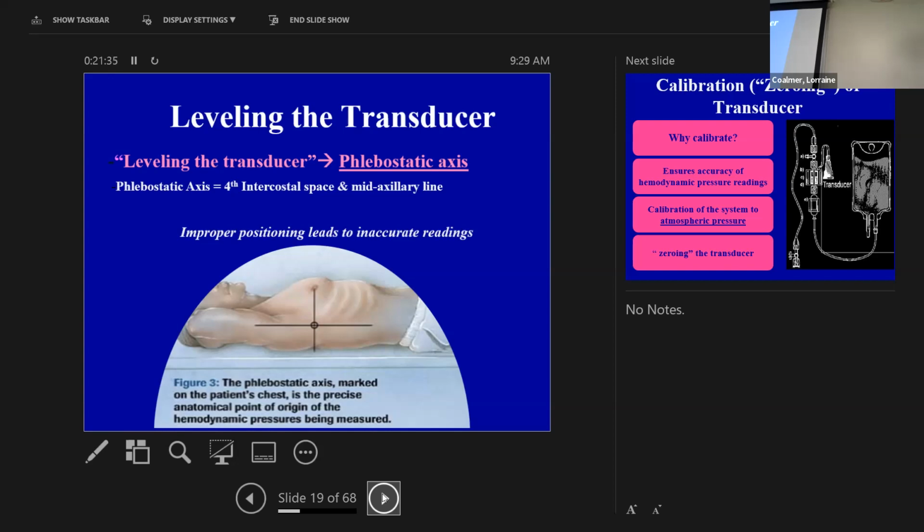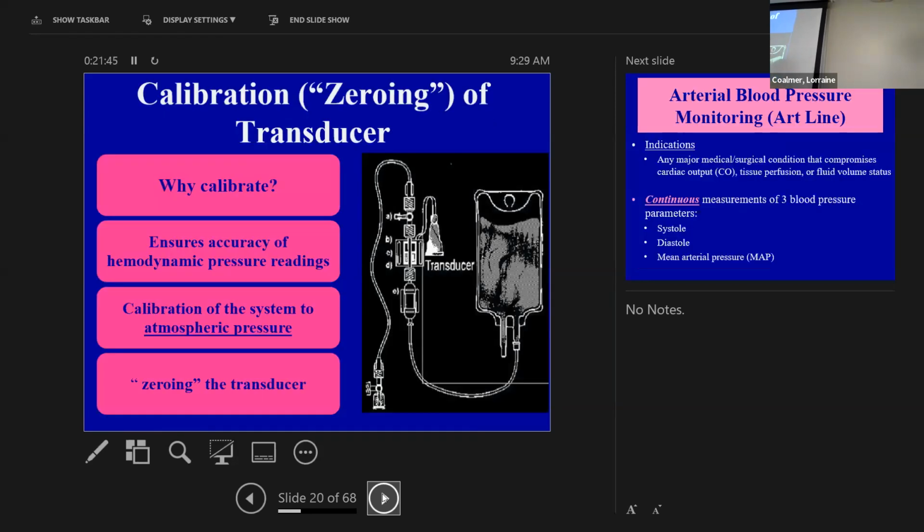To get accurate readings, we have to make sure that we're level with the phlebostatic axis, and we have to make sure that it zeros. Here's your calibration, accuracy of the readings, the atmosphere, and zeroing the transducer. So the two concepts: your brain should say, I've got to level and zero together. I do them together.